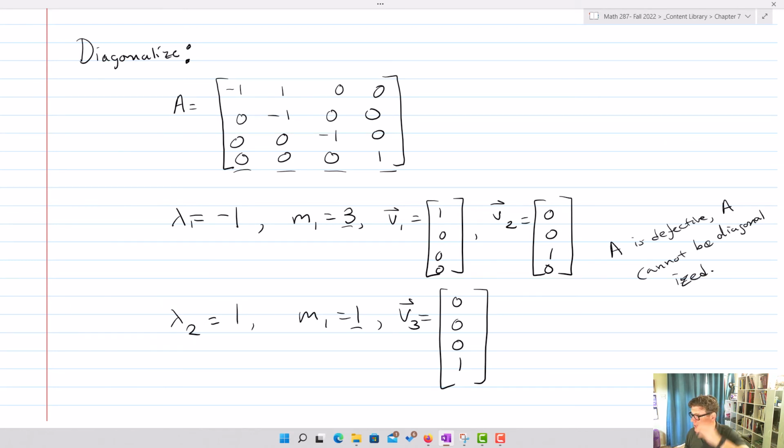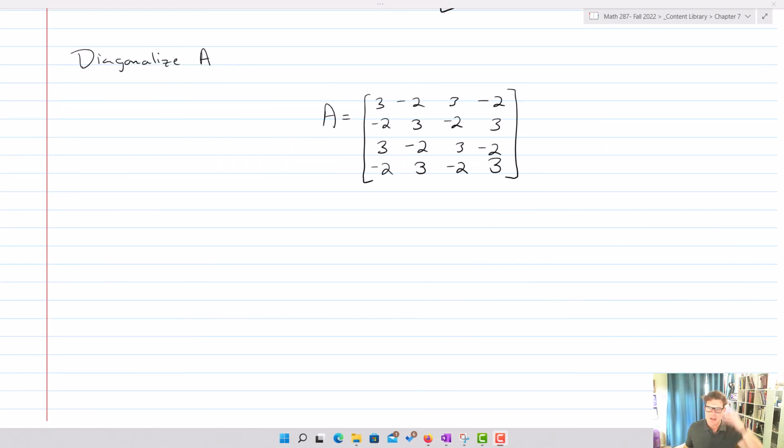Okay? A cannot be diagonalized. And we're done. All right? So let's consider this matrix. We've got A equal to 3, -2, 3, -2, -2, 3, -2, 3, 3, -2, 3, -2, and -2, 3, -2, 3. When we actually diagonalize it, we first find our eigenvectors.